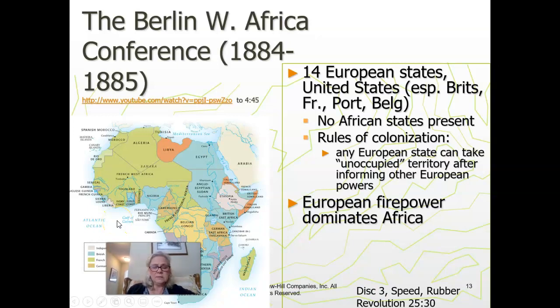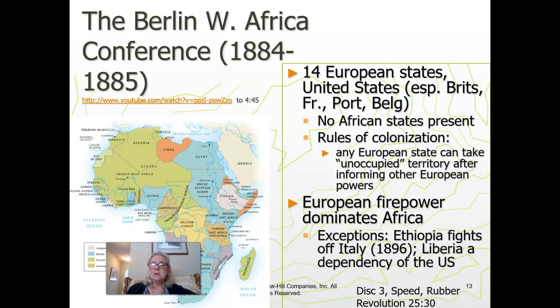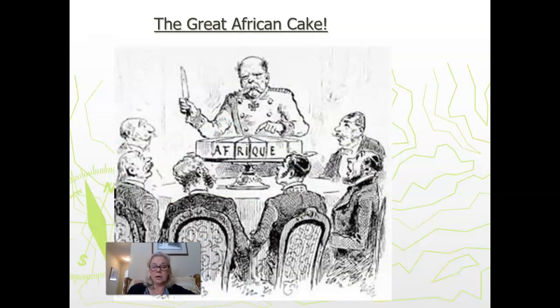European power totally dominates Africa, and of course, people in West Africa had received some guns from the Atlantic slave trade, but overall, they just cannot beat Europe. We will talk about an exception when Ethiopia fights off Italy in 1896. They remain independent. Liberia is set up as a dependency of the U.S. This was intended to be set up as a colony for freed slaves, and they still use the American dollar. In fact, some of them consider themselves to be part of America.